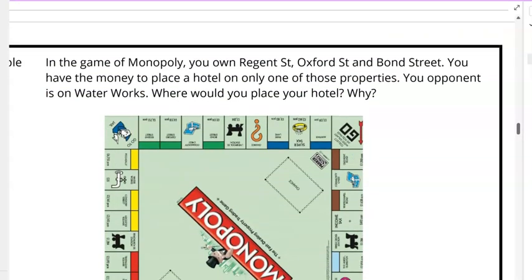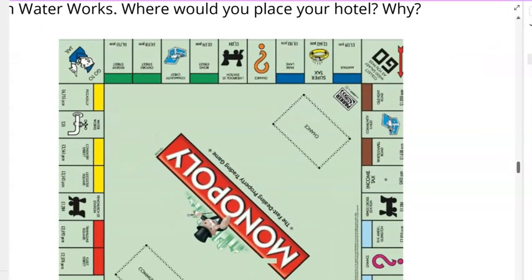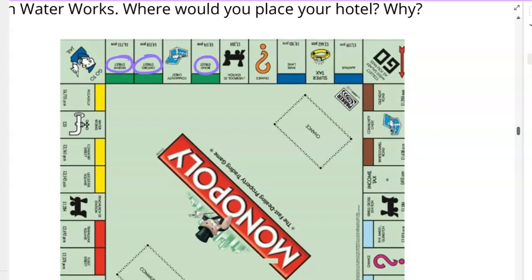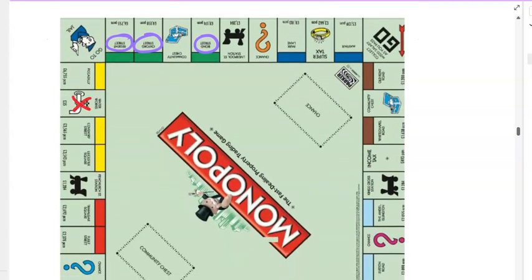So what you've got to do, you've got to find the street. So you own, those of you that have played will know, Regent, Oxford and Bond, and your opponent is on Waterworks here. You've got enough money just to buy one hotel, just to annoy them if they land on it. Forget about double numbers and all that business about if you roll a double then you roll again and you don't have to pay up. Just in general, the idea is where would you put the hotel?